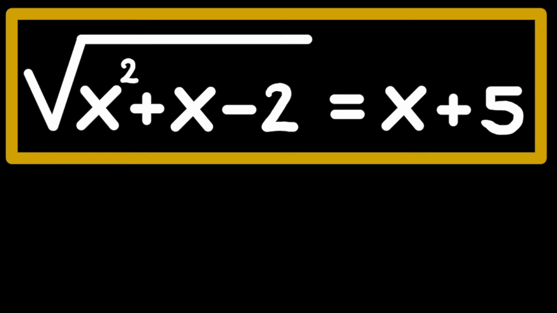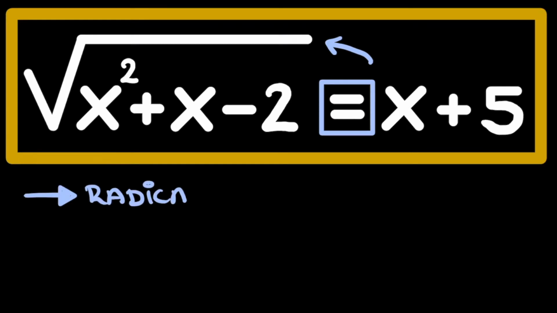In this video, we are solving this equation, which as always means that we have to find a specific x such that this equality sign is actually valid. Now, this is not a linear equation or a quadratic equation because we have this annoying square root. And in general, such equations are called radical equations. And this is how you solve them.